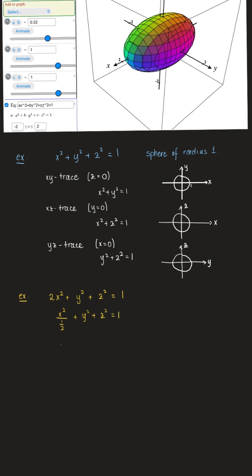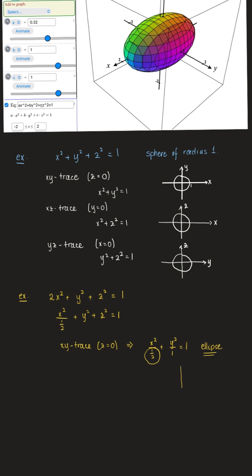And if we now examine the xy trace, when z is 0, we're going to get x squared over 1/2 plus y squared over 1 equals 1. And this is an ellipse. So another conic section where half of the length of the minor axis in this case is the square root of 1/2. So that's why it gets very narrow.